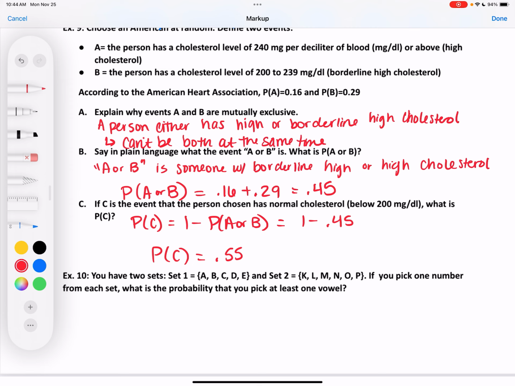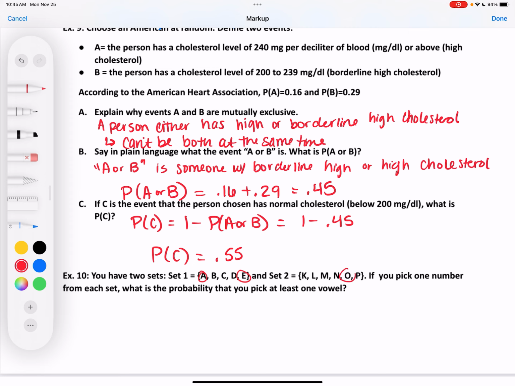All right, 10. You have two sets. Set 1 is A, B, C, D, E, and set 2 is K, L, M, N, O, P. If you pick one letter from each set, what is the probability that you pick at least one vowel? So let's do this. How many vowels are in this first one? 2. So there's 1, there's 2. How about this one? 1.